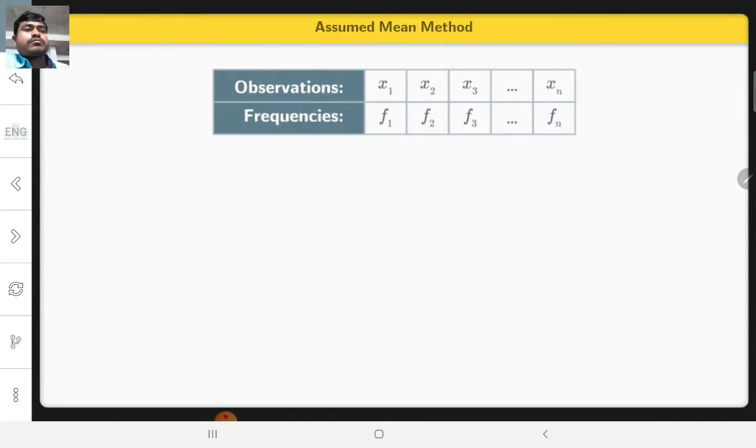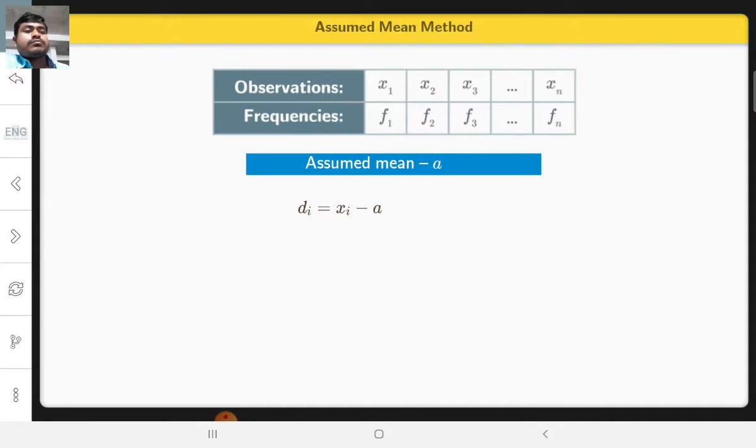When the values of xi and sigma fi are large, calculations in the direct method become complex and tedious. We consider any value of xi as the assumed mean, a. We then calculate the difference between xi and a, which is also called the deviation.